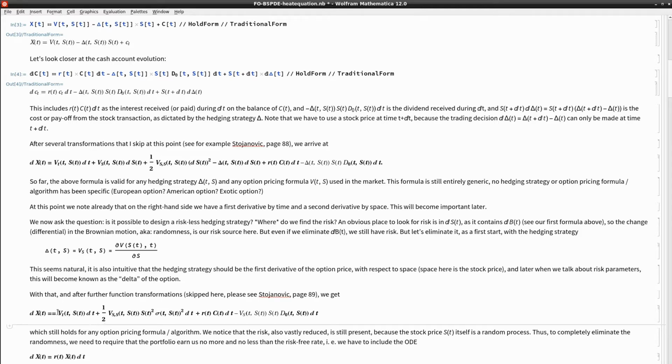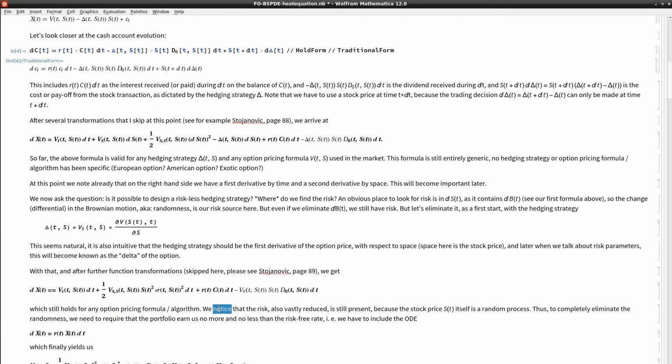And again, note that we have a time derivative here, and we have a second derivative by space multiplied with the square of the stock price, and other components like rate, times, cash, and so forth. And again, this still holds for any option pricing formula or algorithm, right?